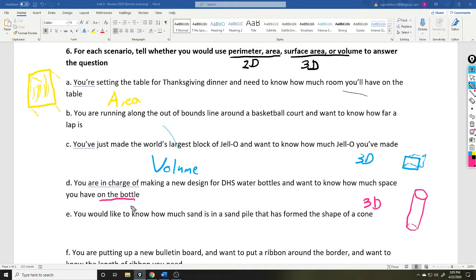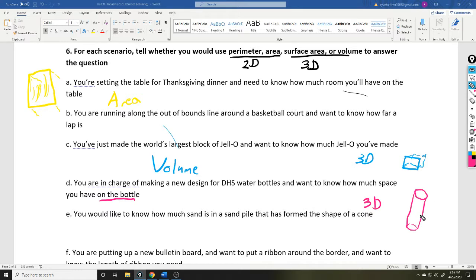Okay, so this isn't in the bottle. This isn't on the inside of the bottle. We're not trying to fill this bottle. That would be a volume question. We're trying to work along the outside space of the bottle to make a design for this bottle. All right? So this is a question about how much material you're going to have to work with.